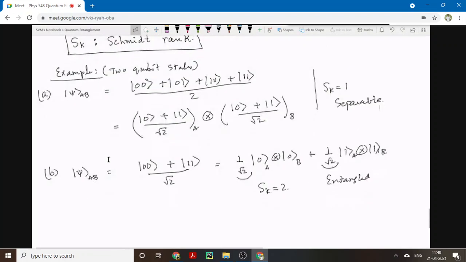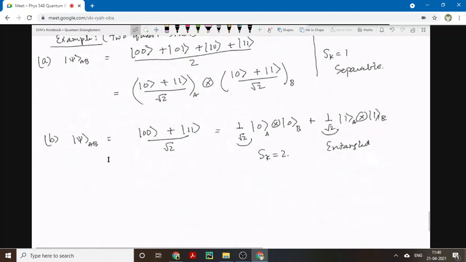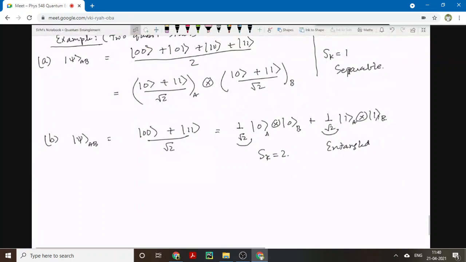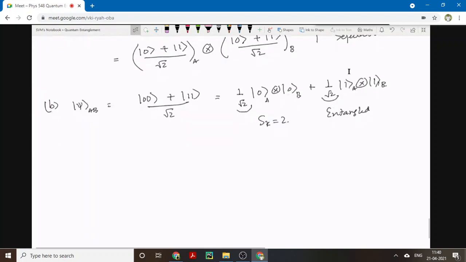Now let us turn to the question: what do we make of this entanglement? This is entangled, we understand, fine, and we also know how to detect if a given state is entangled, and we also know how to measure how much entanglement is there. But then let's ask this question: what to do with this entanglement? What is the use of entanglement?